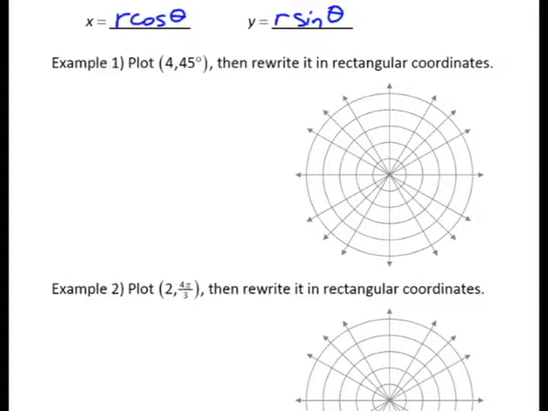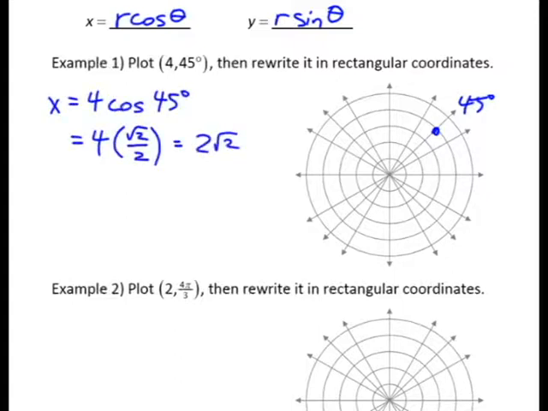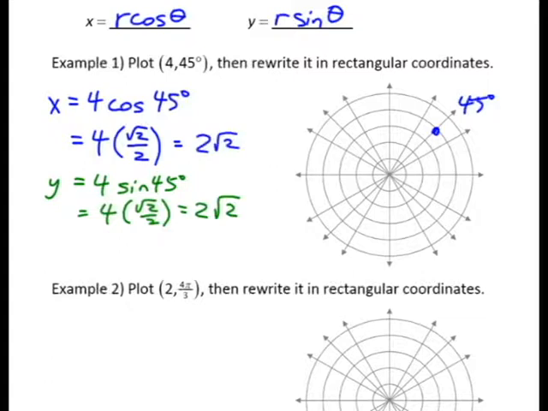For example, if we know r and theta, such as 4 and 45 degrees, we can convert coordinates between polar and rectangular. 4, 45 degrees is here. To convert, we simply plug into these formulas. And so our final answer, in ordered pair form, is this.